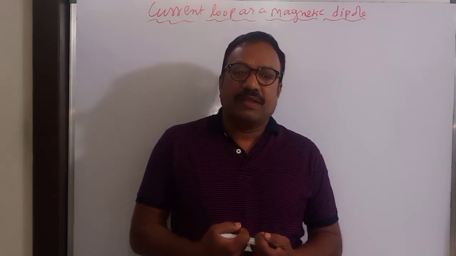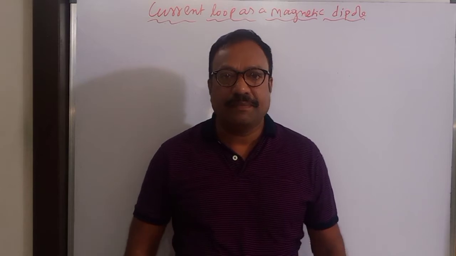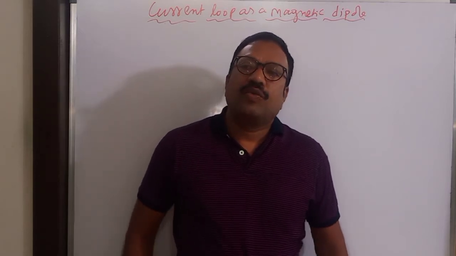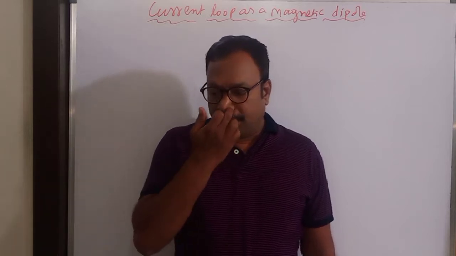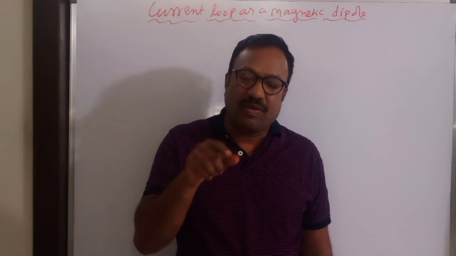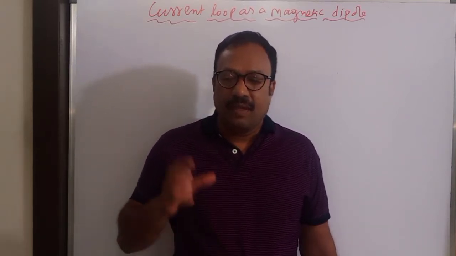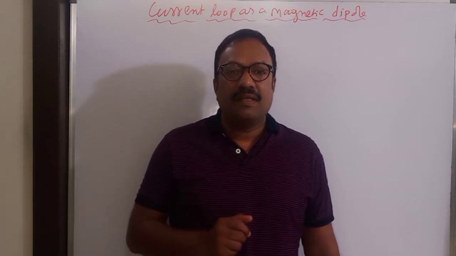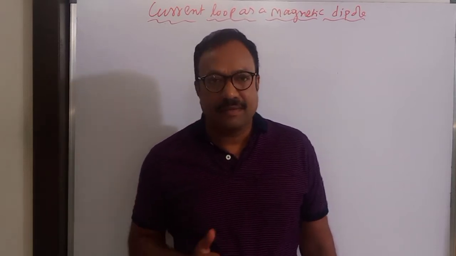Today we are discussing the important topic of moving charges and magnetism: a current loop as a magnetic dipole. A current loop means you can take a circular loop or a rectangular loop or a square loop in which the current is flowing, and those loops behave like a magnetic dipole. That means they behave similar to a magnet.